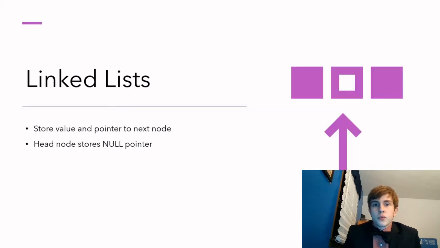Linked lists will store two things in each node. They will store the value, and they will store a pointer to the next node. The node at the end of the linked list will point to a null pointer. And all you need to do is hold on to the tail node, or you'll hold on to the head node, and you can traverse it from head to tail like that.